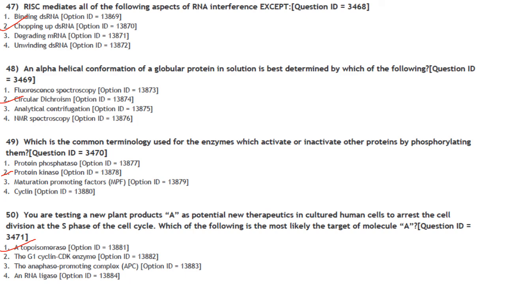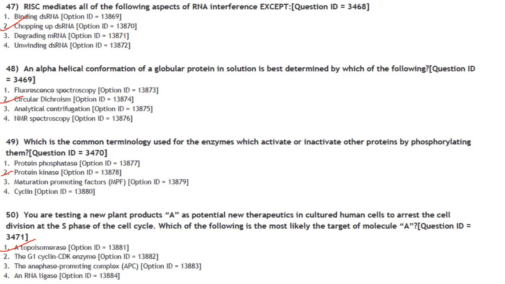Then you are testing a new plant product A as a potential new therapeutic in cultured human cells to arrest the cell division at this phase of the cell cycle. Which of the following is the most likely target of molecule A? So it will be topoisomerase.